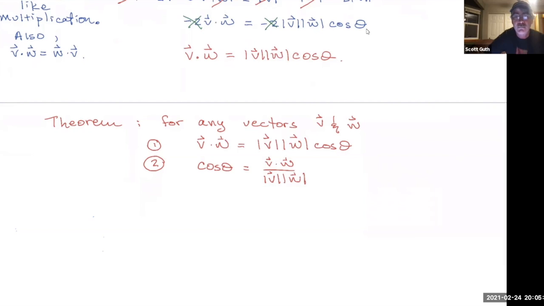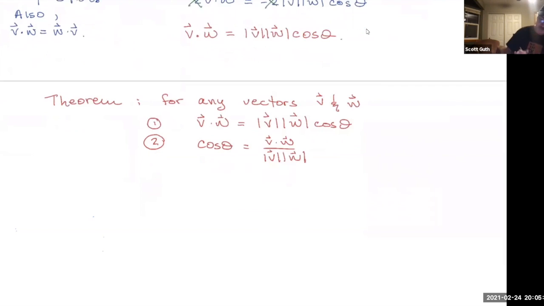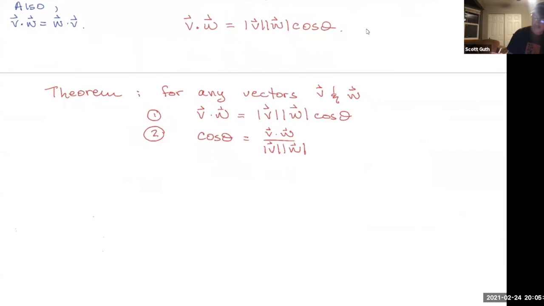Okay, and again, I'll be saying the same thing and writing something almost identical for the cross product, which we'll do next time, but with the cross product, we'll compute the sine of the angle for you. So these are the things that do your trig with vectors.